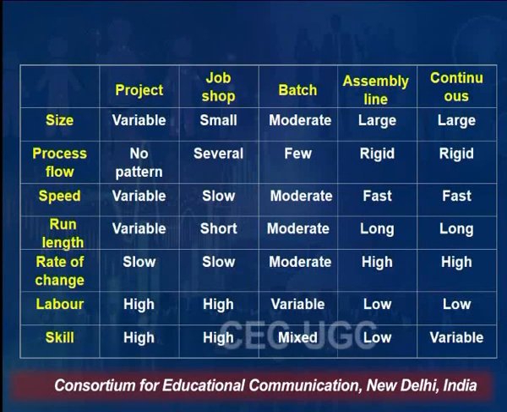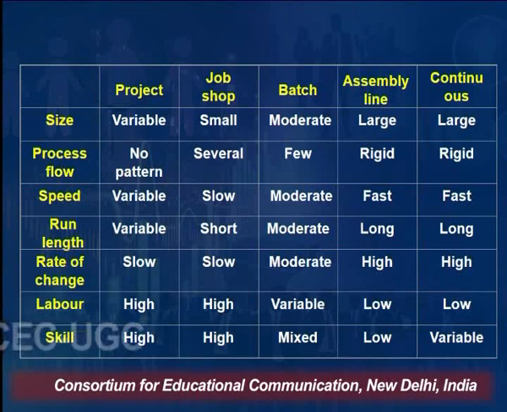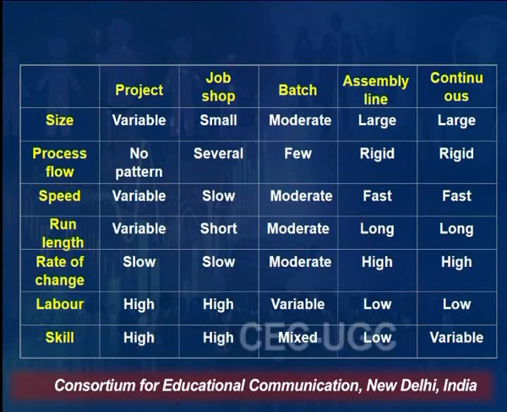What is the run length? In a project flow, it is variable. In a job shop, it is short. In a batch production, it is moderate. In assembly line, it is long, as well as in a continuous process, it is long. What is the rate of change? The rate of change of materials, the rate of change of setups. In a project and job shop, it is slow. In batch production, it is moderate. And in assembly line and continuous process, it is high.